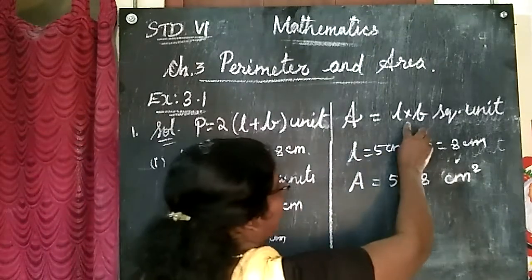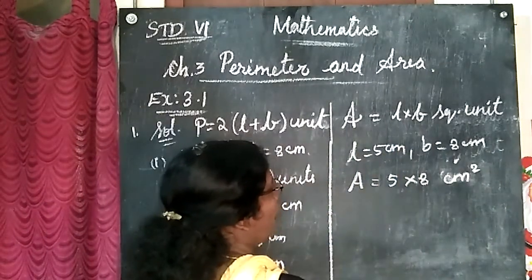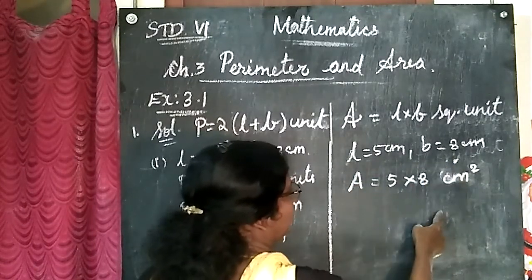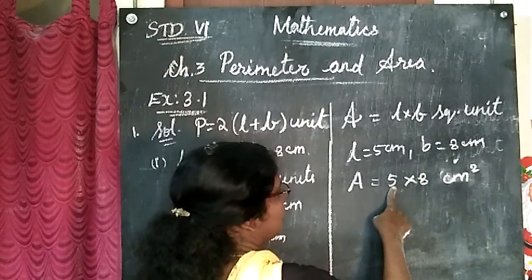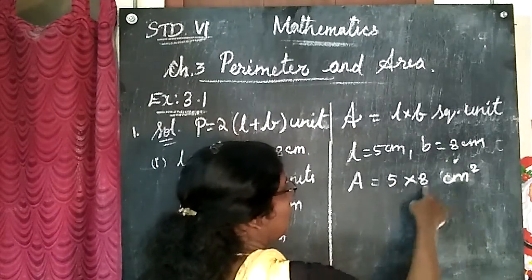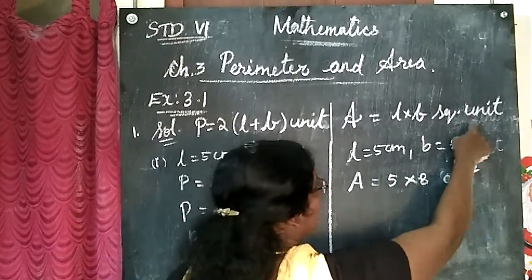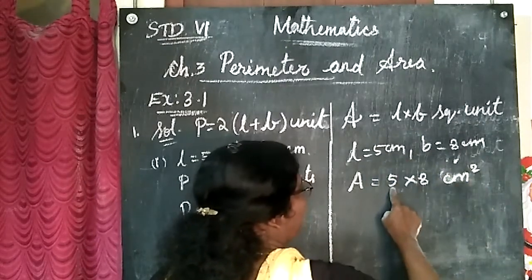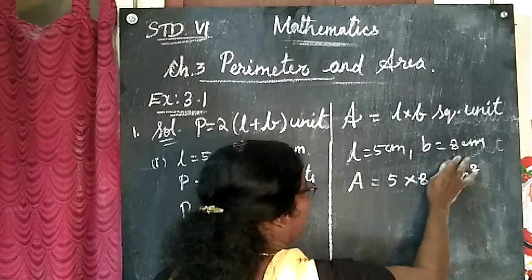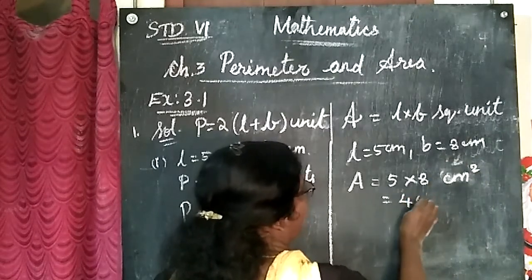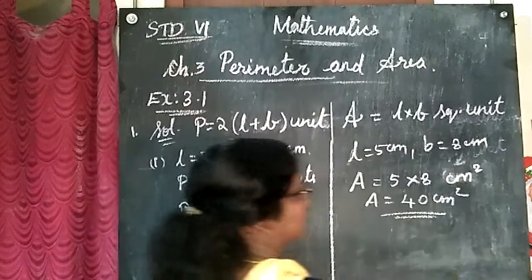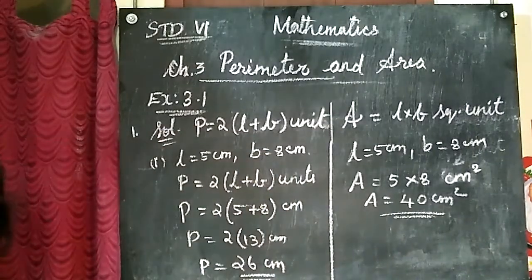Okay, next. How to find out area? What's the formula to find out area? L into B. So L is equal to 5 centimeter, B is equal to 8 centimeter. I am multiplying 5 and 8. Square unit, that means this centimeter, we are going to make it square. So 5 into 8 centimeter square, that is equal to 40 centimeter square. Copy down, children.